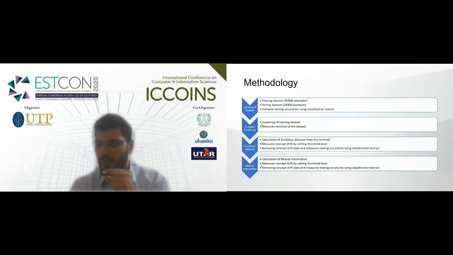Now, the third step: drift is also calculated using mutual information. If the value of the mutual information is greater than the threshold, concept drift is detected. Then, removing the concept drift from the data and calculating the test accuracies of each method using the classification learner algorithm in MATLAB with and without concept drift.